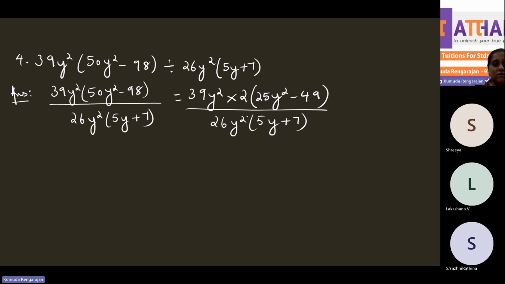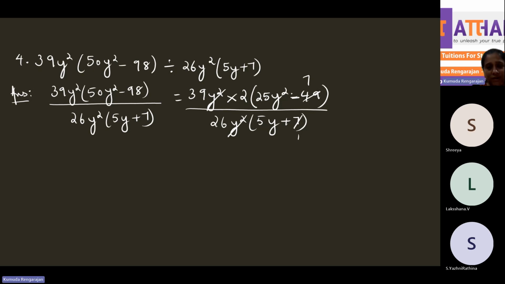Now cancel. Y square, y square in the numerator and denominator gets cancelled. See, it's a product everywhere. See, you cannot cancel this. You cannot cancel 7 ones are 7, 7 sevens are 49. Why? Because there's minus here. It's 25y square minus 49.